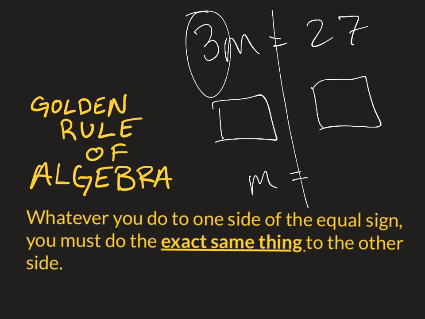I have to do the exact same thing to the other side of the equal sign so that everything remains balanced. Because right now, by the definition of an equation, 3m is equal to 27, they're the same thing. They're balanced. If I do something to one side of the equal sign, whatever I do mathematically here, I must do that exact same thing over here. And I'll verify what that means, but just remember that whatever goes on one side of the equal sign when we're isolating has to happen on the other side in order to stay balanced.